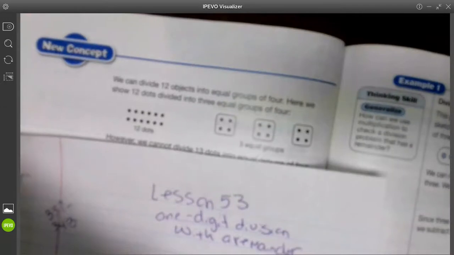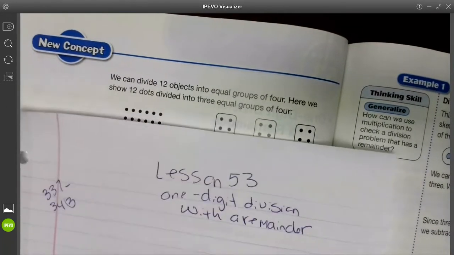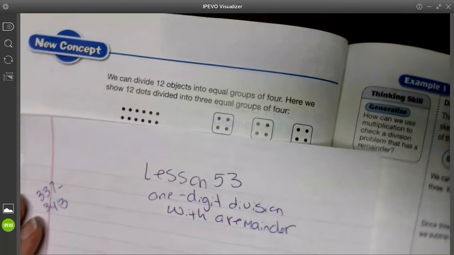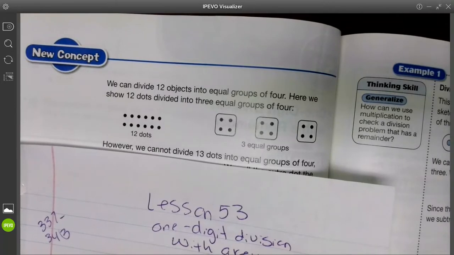All right, so we are talking about one-digit division. This time we are having a remainder. Remainder is what is left over. All right, so we can divide 12 objects in equal groups of 4. So here we show 12 dots divided into 3 equal groups of 4.